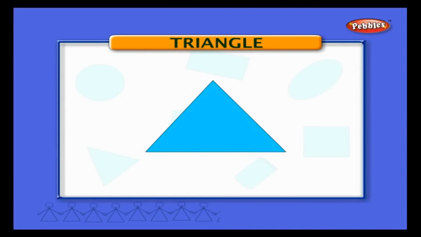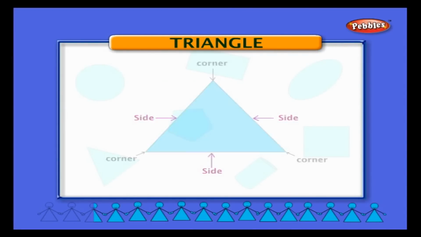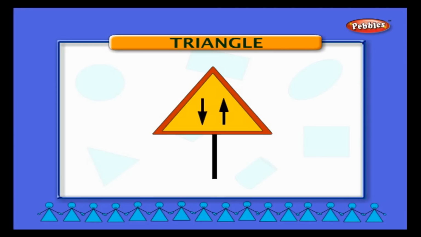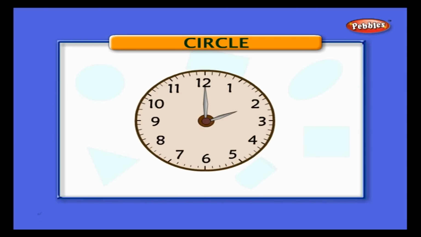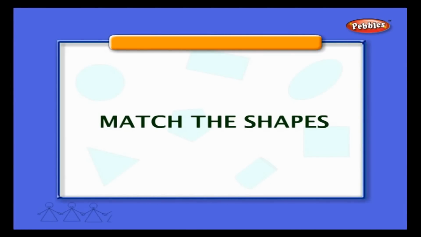Triangle. This is a triangle. It has 3 sides and 3 corners. Example is a direction board. Circle. This is a circle. It does not have sides or corners. It is only a curved line. Example is a clock.